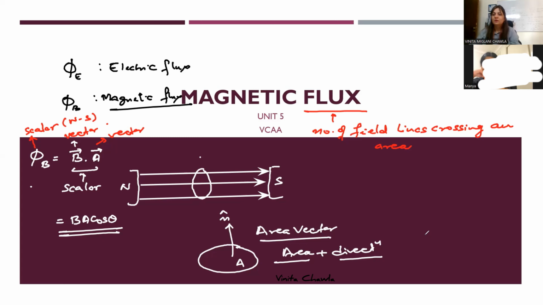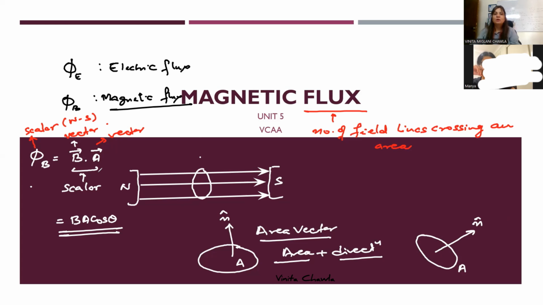So in any position we can draw a conductor. If we have drawn a conductor like this, so this is the area, we can find the area, and the direction points perpendicular to the plane of the area. Direction always points perpendicular to the plane of the area. So this is the area vector.